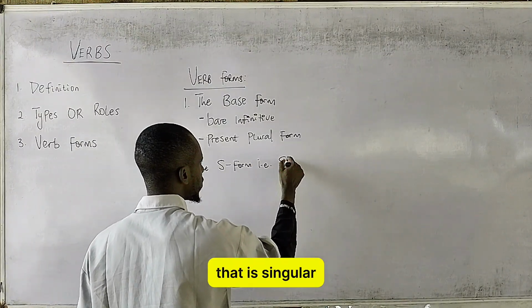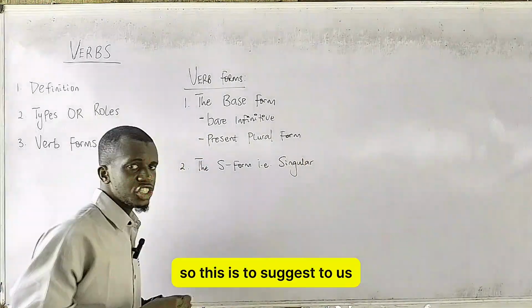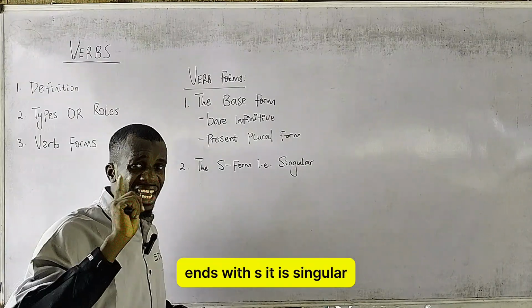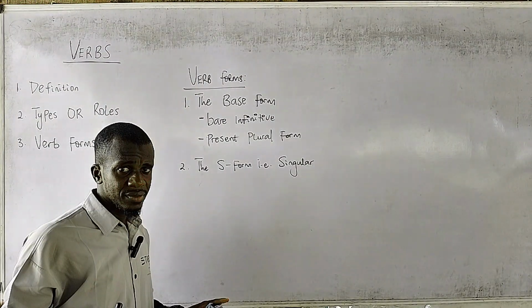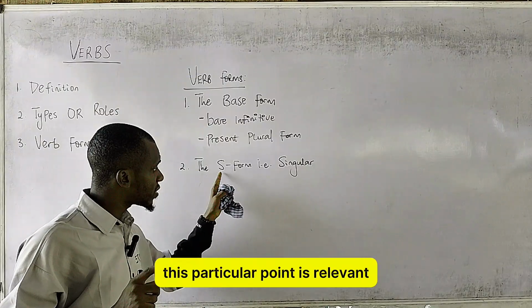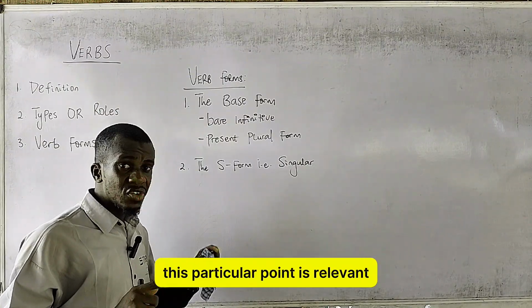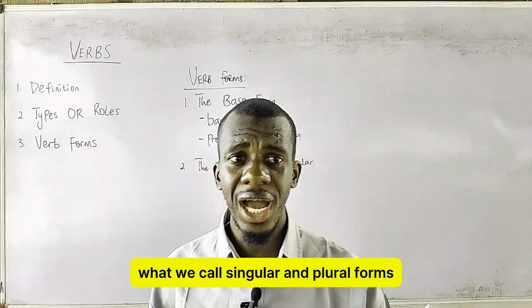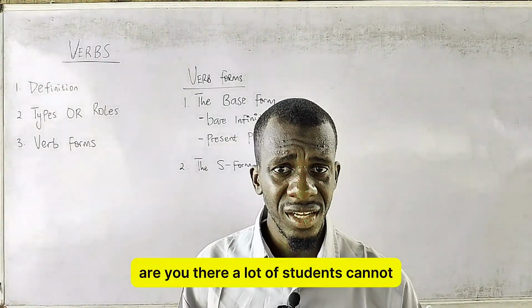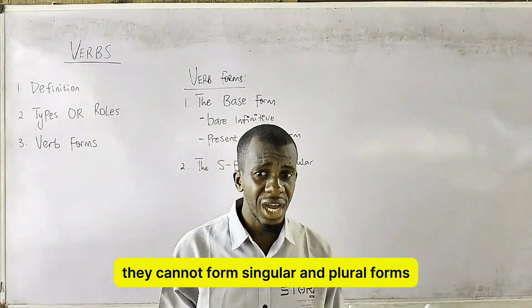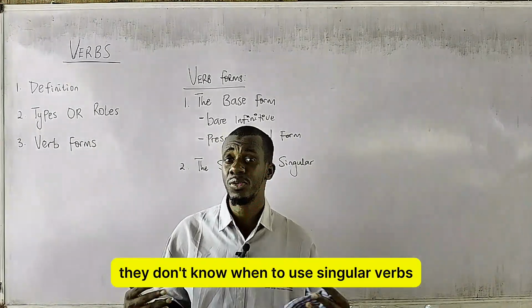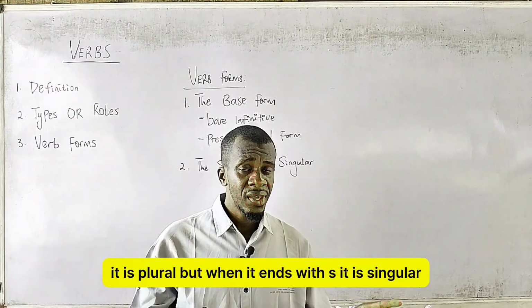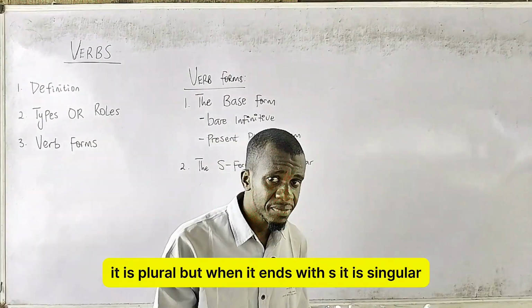That is singular. So this is to suggest to you that when a verb ends with S, it is singular. Please take note of that. This particular point is relevant because many a student cannot actually form what we call singular and plural forms. They don't know when to use singular verbs and plural verbs. So please note that when a verb does not end with S, it is plural. But when it ends with S, it is singular.